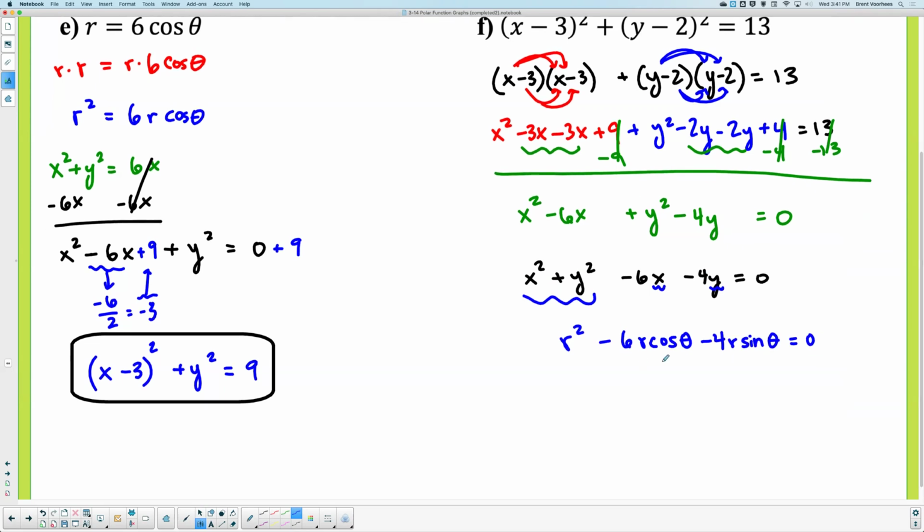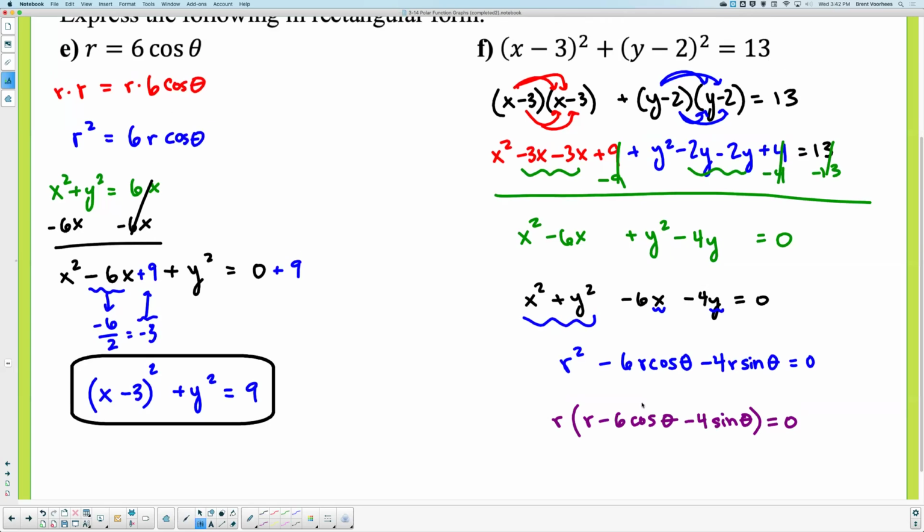Here, what you could do to try to simplify this, if you wanted to, is factor out an r from here. If I factored out the r, you'd be left with r minus 6 cosine minus 4 sine. If you wanted to write it that way, you could. I don't know which way would be more proper on this one. I'm going to leave it like this, but this equation would be the same exact thing.